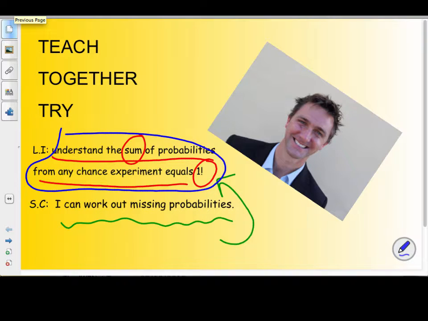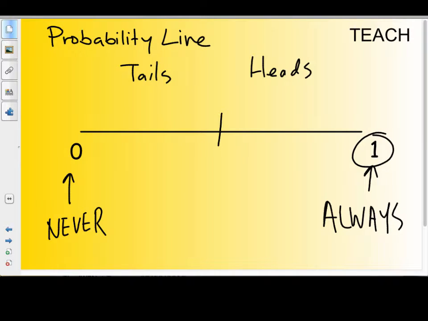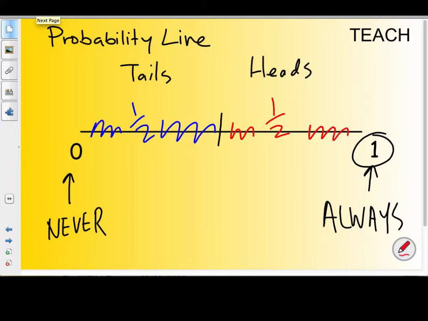And by that all I mean is this. Let's say you flip that coin. Well, there's half a chance it's going to be tails, isn't it? And there's half a chance it's going to be heads. You can see I've divided that line into 2 halves. And of course, guys, a half plus a half equals 1.